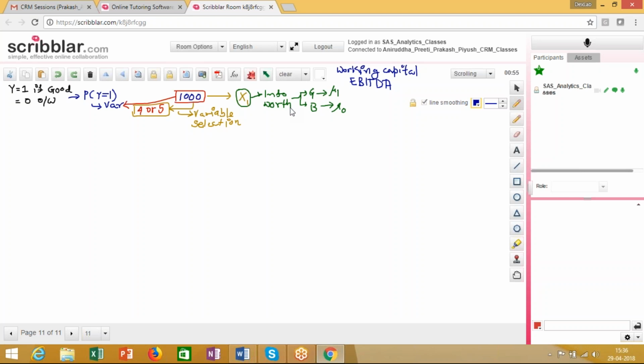Therefore, when I'm talking about working capital services, EBITDA becomes the variable, and I would incorporate it into the model if and only if the average EBITDA for the good borrowers is strictly greater than the average EBITDA for the bad borrowers.